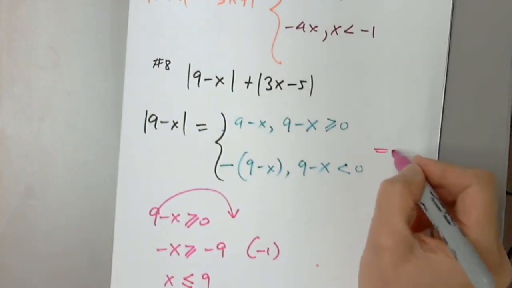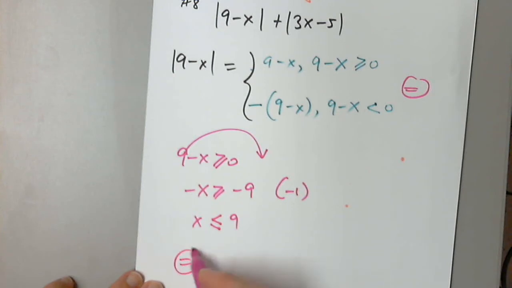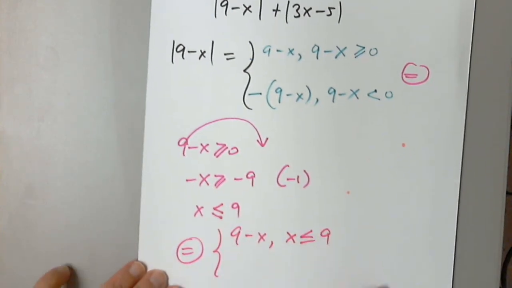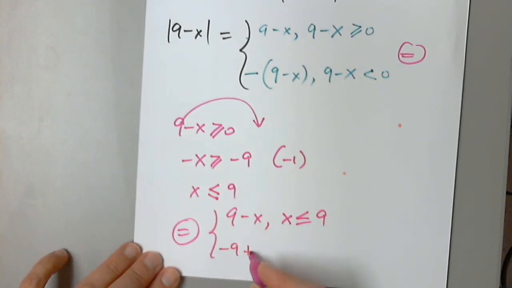So from here, we will continue with 9 minus x for x less than or equal to 9. And negative 9 plus x. Do not solve the second inequality. You may make an error.